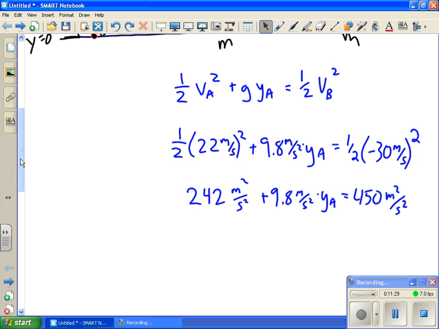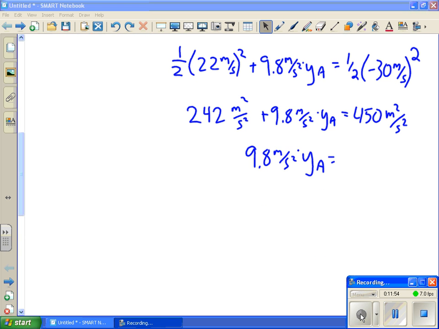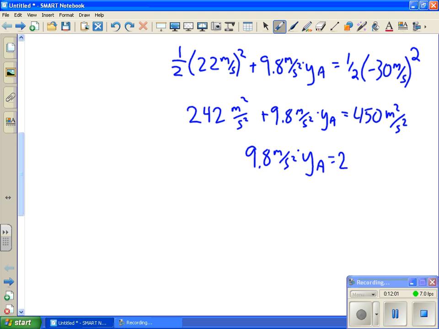And now, in order to solve for that height at A, to get y sub A all alone, I'm going to need to subtract that 242 over to the other side. So 9.8 meters per second, algebra, algebra, algebra, equals, subtracting gives me... What's wrong with me? So when I actually do that, then 450 minus 242 gives me 208.